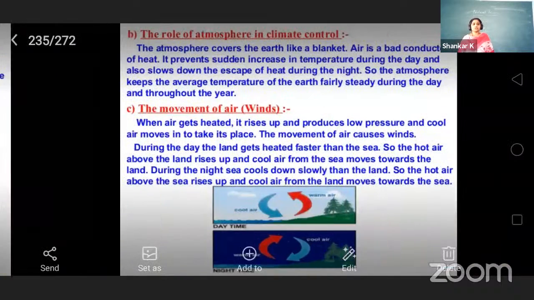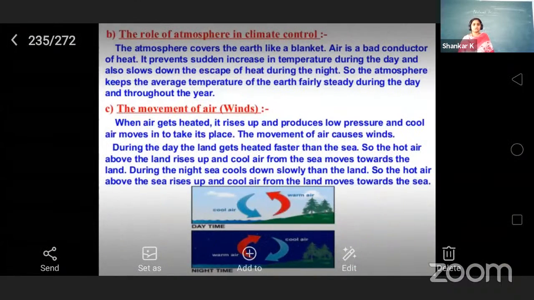So what is the role of the atmosphere in climate control? We have discussed that during the day it is very hot and during the night it is cold. And we have discussed the 5 layers of the atmosphere, right? The lowest layer is the troposphere, which is the lowest layer of the atmosphere.